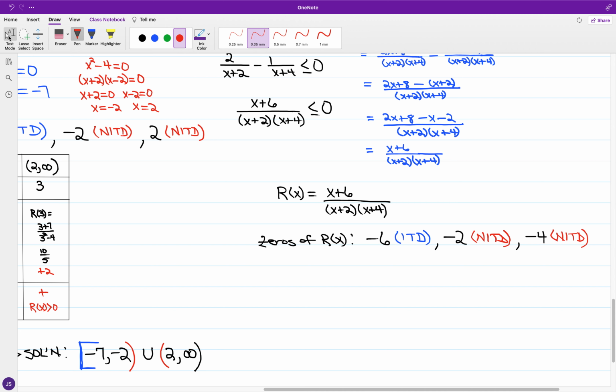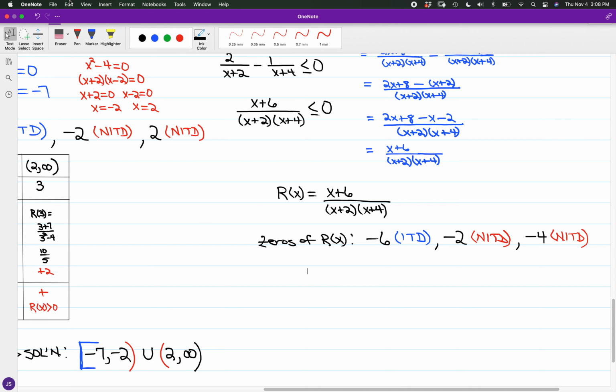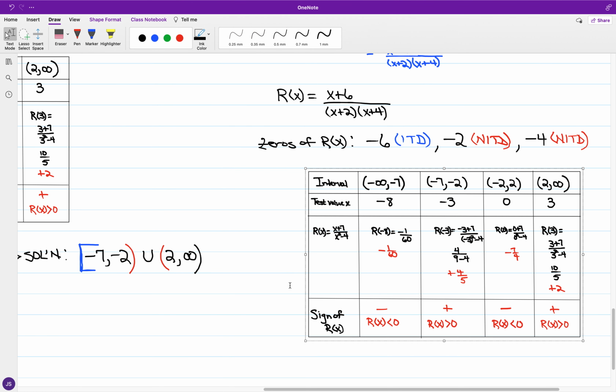And for setting up our table, all right, just a little bit of a change up.